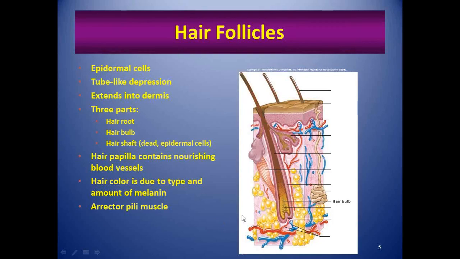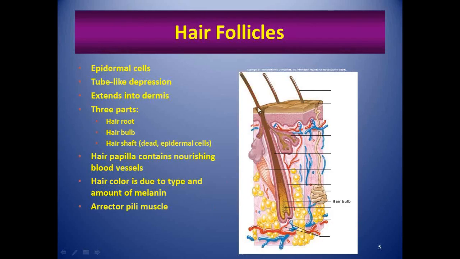And so you have a hair root, and there you have a hair bulb, and then the part that's above and through that epidermis, that's the hair shaft. That's the dead part. When you get your hair cut, you don't scream out in pain because those cells are dead. The papilla, that's the area that you're going to have blood vessels around that are going to give you some nutrients there.